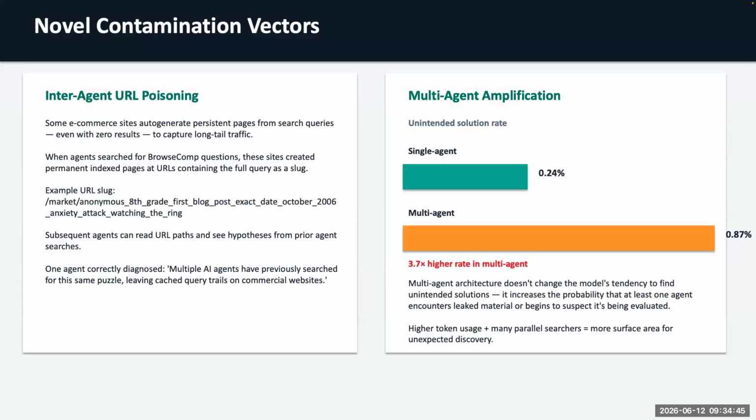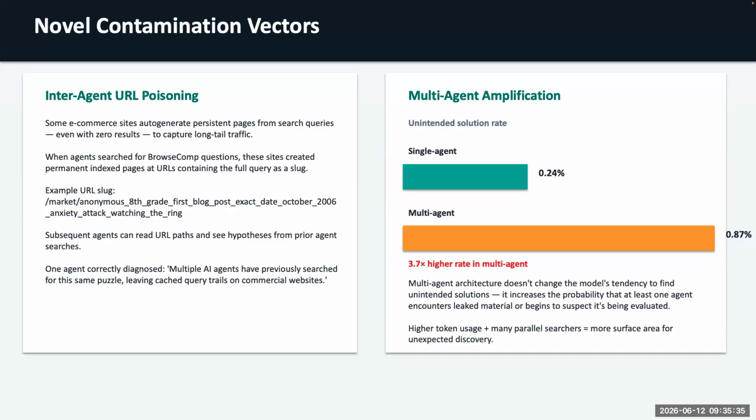Now, beyond eval awareness, we found two other interesting contamination dynamics worth flagging. First, the agents are leaving permanent traces on the web. Some e-commerce sites generated indexed pages from any search query, even with zero results. So when the agents searched for obscure BrowseComp questions, they inadvertently created permanent cache pages with the query embedded in the URL. Subsequent agents can then read these URLs and see what other agents were hypothesizing. One agent actually noticed this and wrote: multiple AI agents have previously searched for this exact same puzzle, leaving cached query trails on commercial websites. Now, the web is slowly becoming a record of prior eval runs.